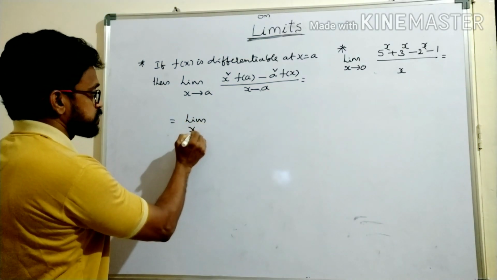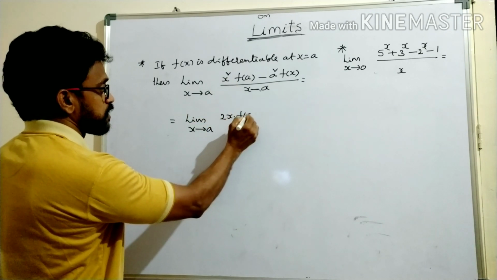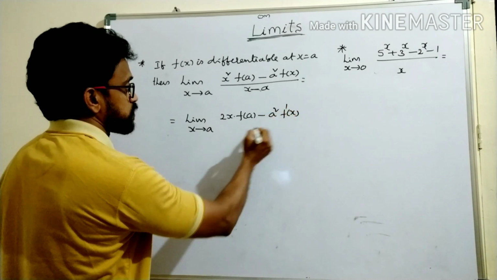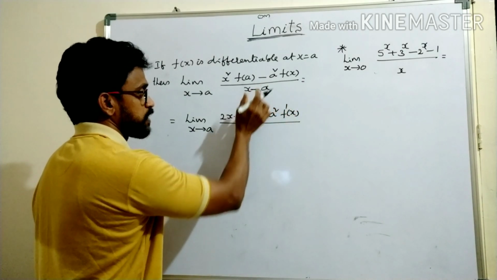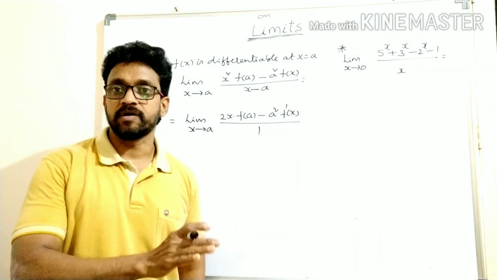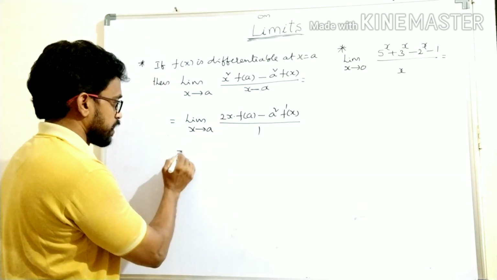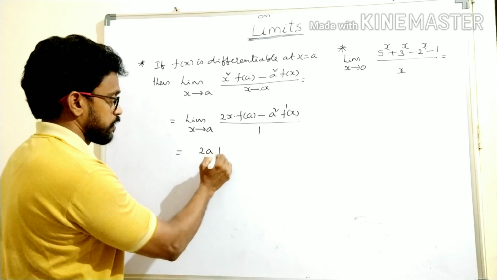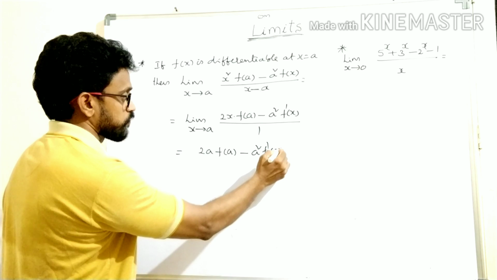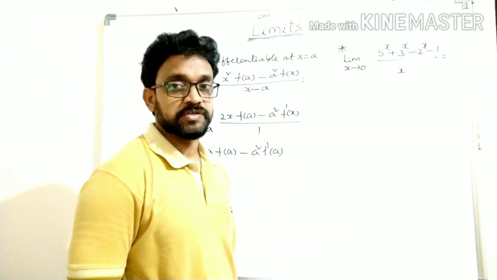Limit x tends to a, x square derivative 2x into constant f of a, minus a square into f of x derivative f dash of x, divided by x minus a derivative 1. Very clear, denominator is 1, that's why 0 by 0 form won't come in the next step. That's why now replace x by a, what is happening? 2a into f of a minus a square f dash of a. It's enough. Okay, now I go for one more question.